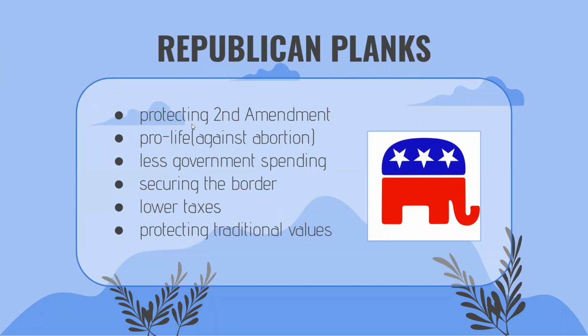And then here's the Republican planks. They want to protect the Second Amendment, so they want gun rights. They are pro-life, against abortion. They generally support less government spending. They're interested in securing the border, like not allowing illegal immigration. They generally give lower taxes, and it's normally equal, so they tax the rich the same as the less wealthy, and they are interested in protecting traditional values.